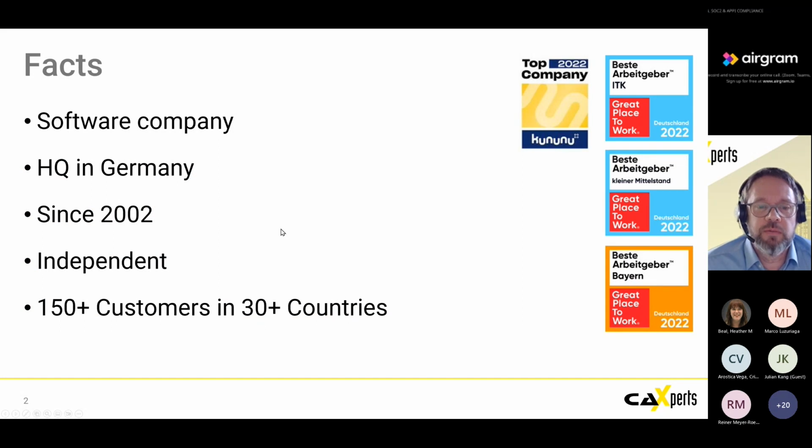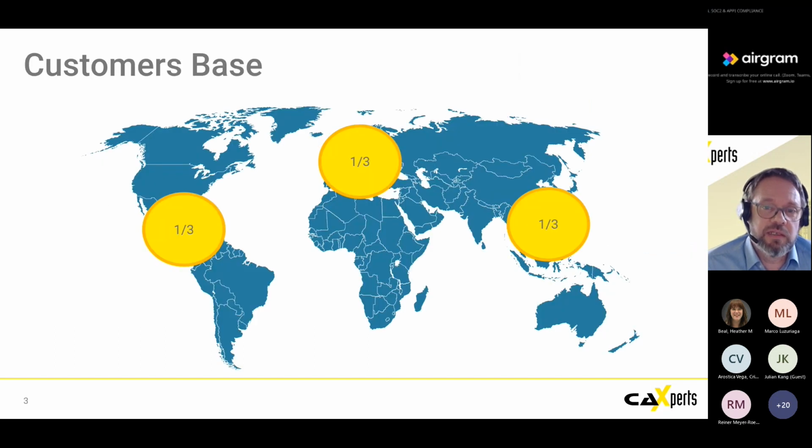The headquarters is near Munich in Germany. Last year we celebrated our 20th anniversary. We are independent and we have around 150 customers in 30 countries around the world. On the right side, you see we are often voted as one of the best employers in the IT market or overall in Bavaria. Our customer base is nearly equally spread around the world: one third in Europe, one third in Asia, and one third in the Americas.